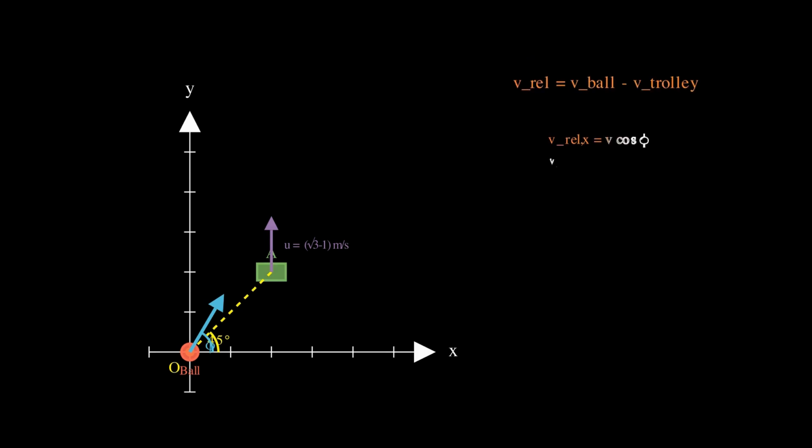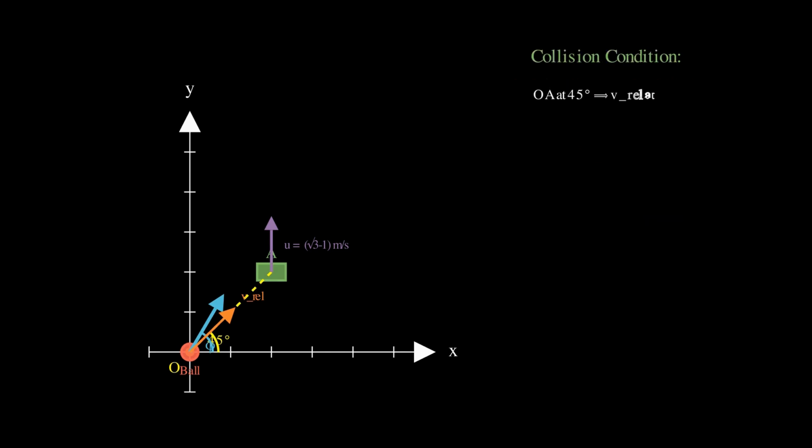Now, here's the crucial physics insight. For the ball to hit the trolley, the ball's velocity relative to the trolley must point directly along the line joining them. Let me show you the relative velocity vector. The relative velocity equals the ball's velocity minus the trolley's velocity. Since the line OA makes 45 degrees with the x-axis, the relative velocity must also make 45 degrees. This means the x and y components of the relative velocity must be equal. So we get the equation v cosine phi equals v sine phi minus u.